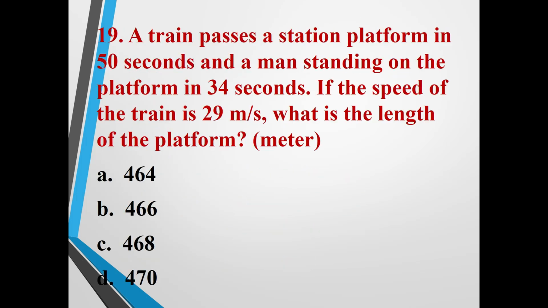Next question. A train passes a station platform in 50 seconds and it passed a man standing on the platform in 34 seconds. If the speed of the train is 29 meter per second, what is the length of the platform?